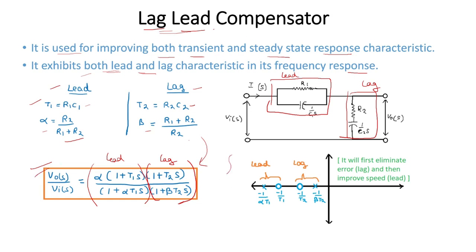So for a specific value, if we have this type of representation in S plane, then here you can see that the lag compensator's components are near to the origin. Therefore, in this case, it will eliminate error first and then it will improve speed. Why? Because lag component is near to the origin. But for other cases, when lead components are near to the origin, then it will improve the speed first and then eliminate error. So this was a short introduction of control system.